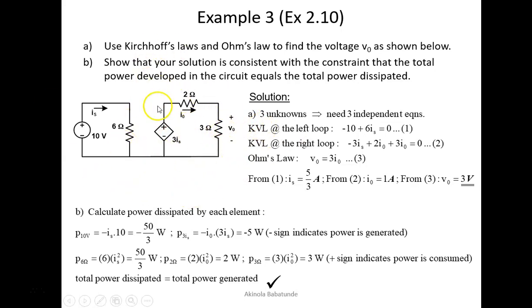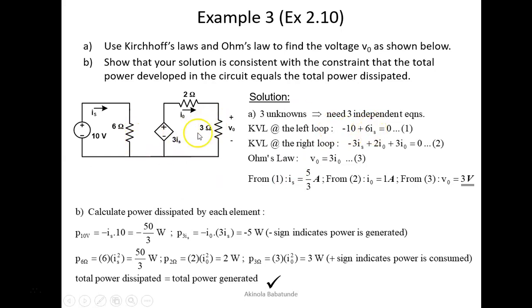So if we carry out KVL around this left loop, what we do have is minus 10 plus 6Is, because the current passing through this resistance is going to be Is. The voltage then becomes 6 multiplied by Is according to Ohm's law, which is V equal to IR. Here I is Is, R is 6 ohms. So voltage across this resistance is going to be 6 times Is. Therefore, applying the voltage law, the KVL, gives us minus 10 plus 6Is equal to 0. That's exactly what we have here.